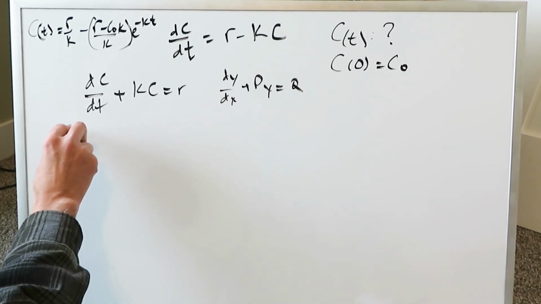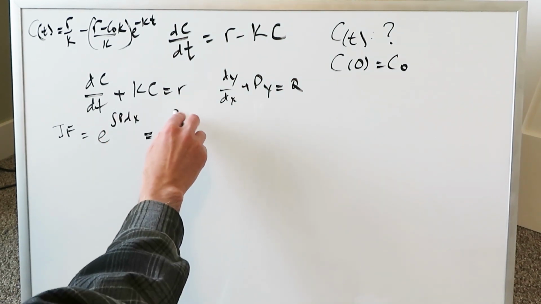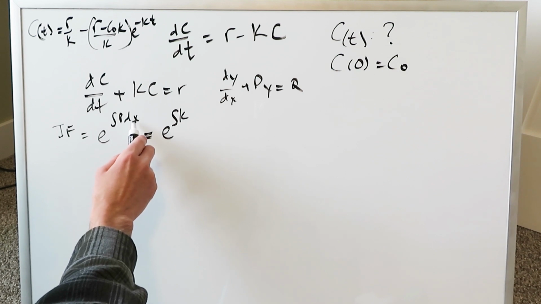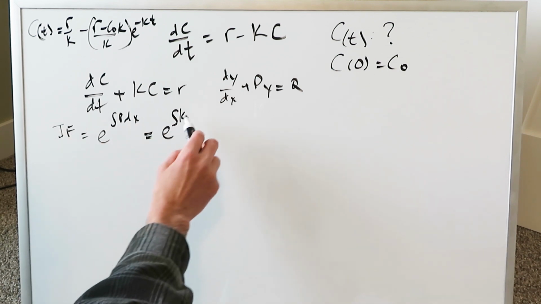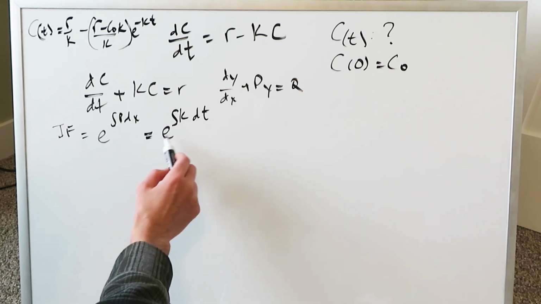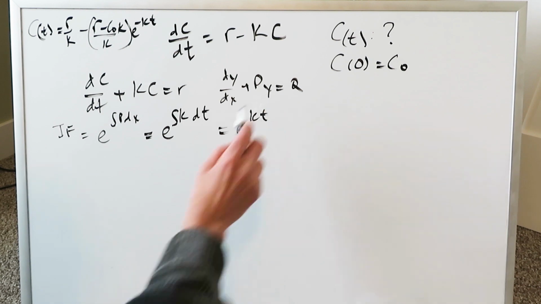You have to do your integrating factor. That's always e to the integral p dx. So here we're having e to the integral. What's my p value here? It's k. And now we're not going to be doing dx. That's just our standard equation format. We're doing dt because everything here is with respect to time. When you're doing the e exponent integral k dt, you're getting e to the kt.